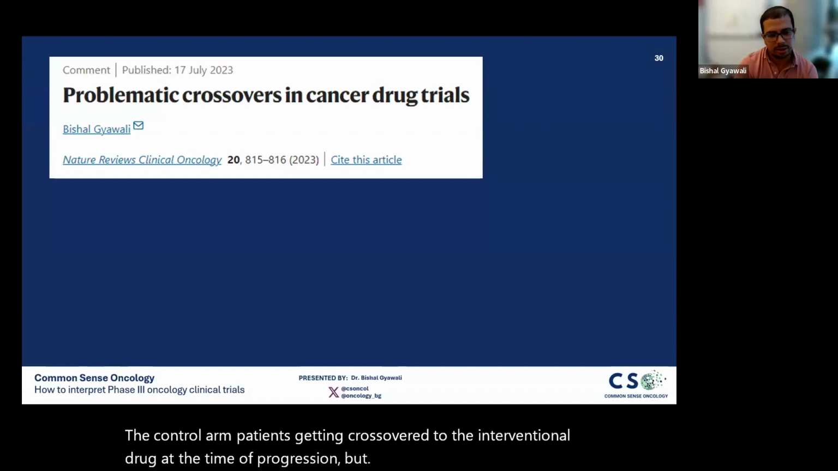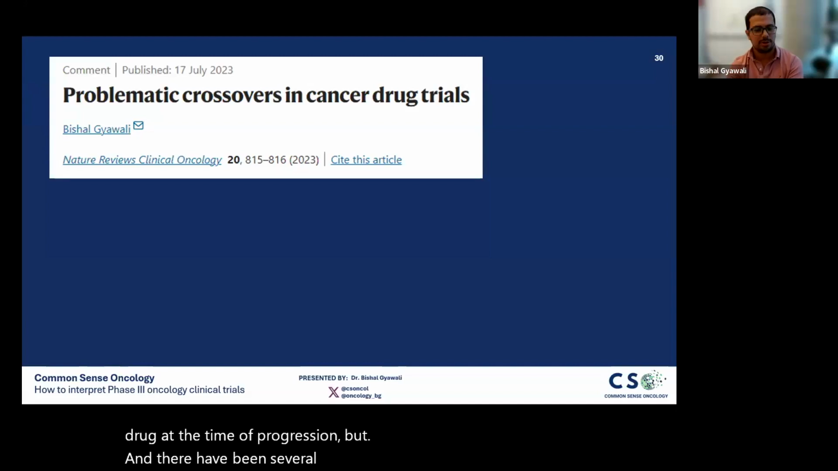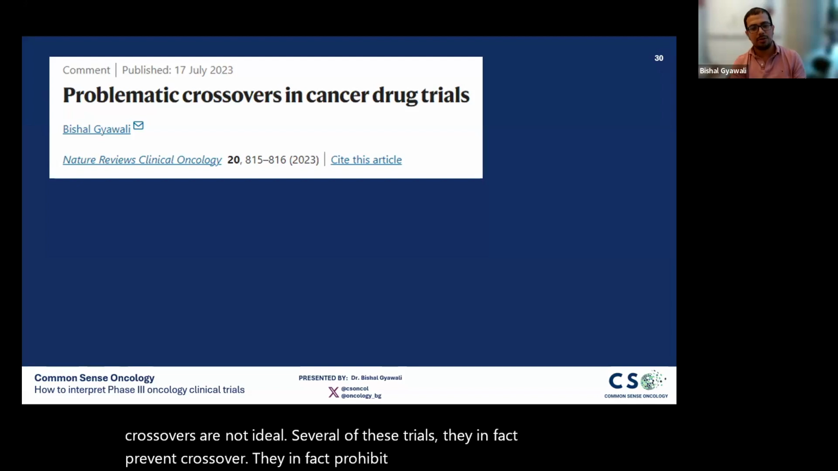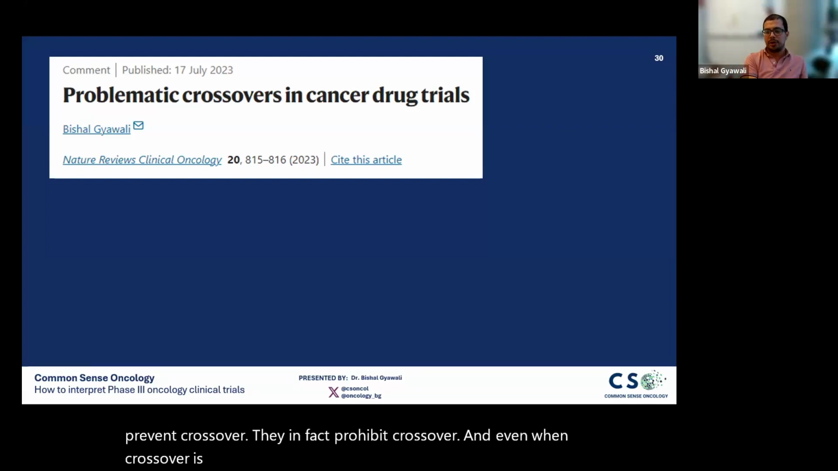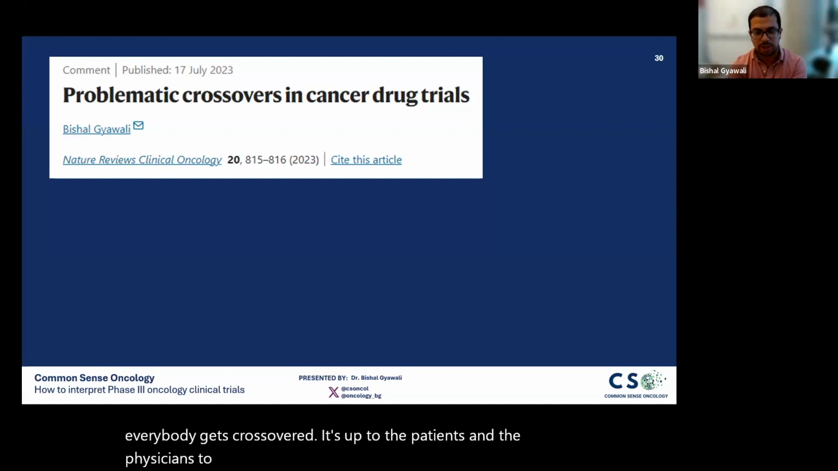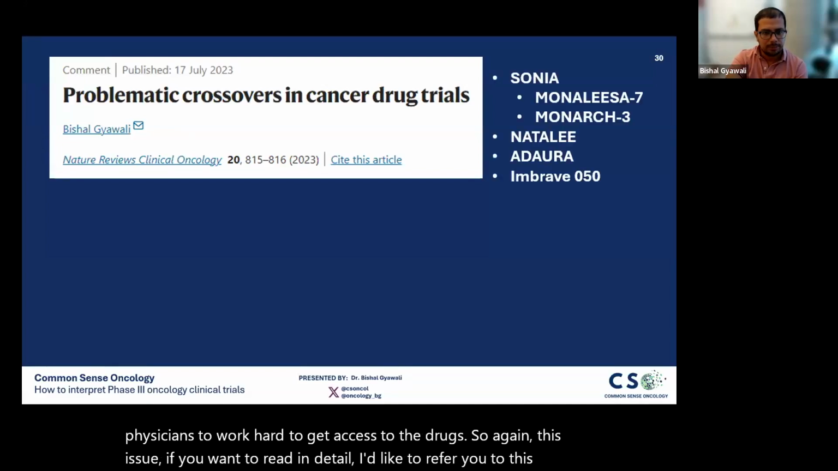But there have been several issues with crossovers. The crossovers are not ideal. Several of these trials, they in fact prevent crossover. They in fact prohibit crossover. And even when crossover is allowed, they don't make an effort to make sure that everybody gets crossover. It's up to the patients and the physicians to work hard to get access to the drug. So again, this issue, if you want to read in detail, I would like to refer you to this paper.